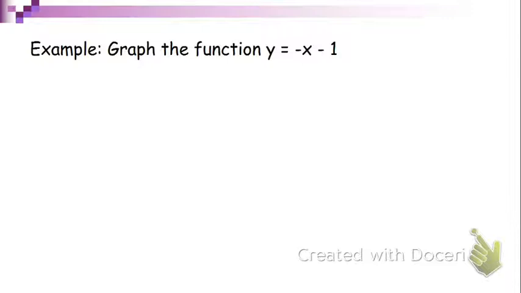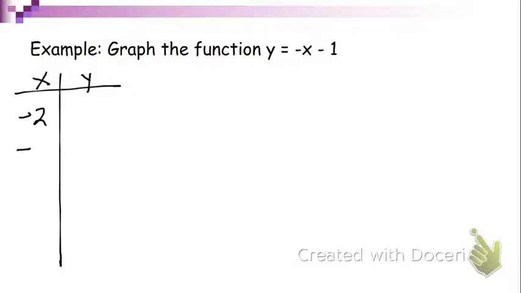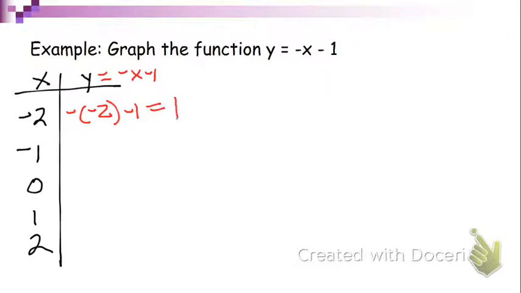Alright, so for example, our first one, we want to graph the function y equals the opposite of x minus 1. Make a table. So I'm going to choose -2, -1, 0, 1, 2. Those are probably the more common ones that you'll pick. Your y is the opposite of x minus 1. So here we'll have the opposite of -2 minus 1. So that's 2 minus 1, which is 1.